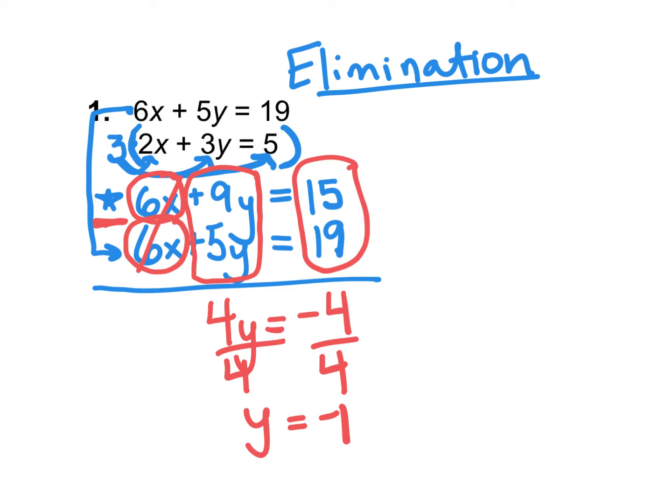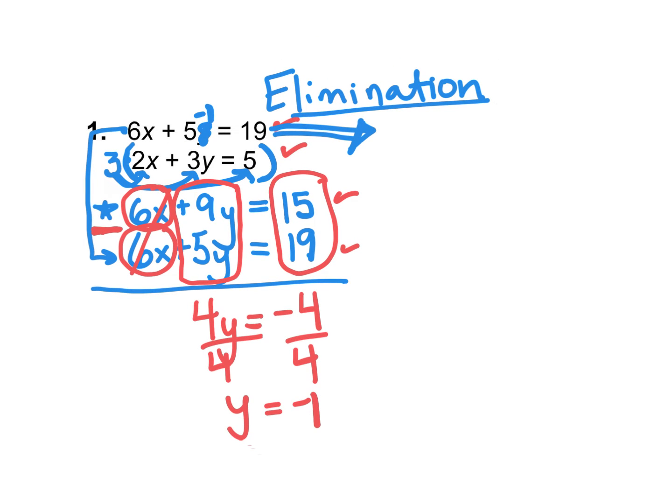Then to find the second value to figure out what x is, I can go to any one of these equations. The original ones, I can go to the new ones. Any equation will work. So I'm going to take that negative 1 and I'm going to put it right here in place of y. It says it equals y, so I'll put it in place of y. And now to rewrite this equation on the top, putting the y, the negative 1. Okay, so I'm going to multiply 5 times negative 1 right here. So now that equation says 6x, and then 5 times negative 1 is negative 5 equals 19.